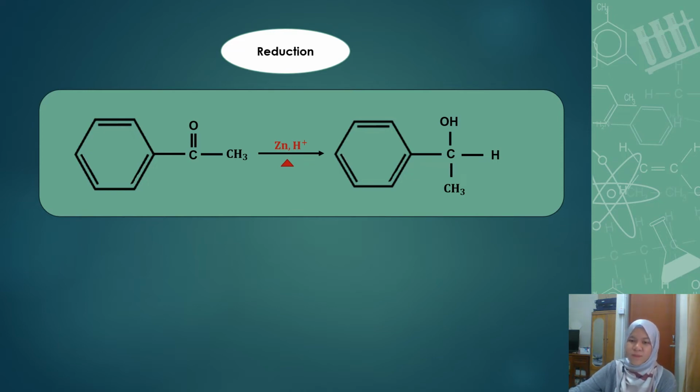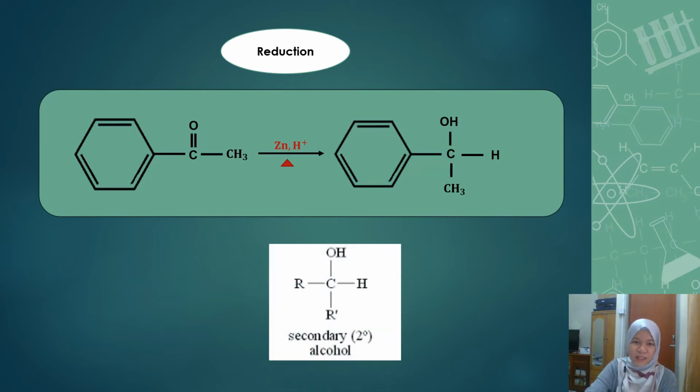So this is an example of a secondary alcohol, same like the phenyl ethanol. We have OH and the phenyl is like the R, and the CH3 is like the R prime. In oxidation we add oxygen, but in reduction we add hydrogen. So I will pass this presentation to the next presenter.